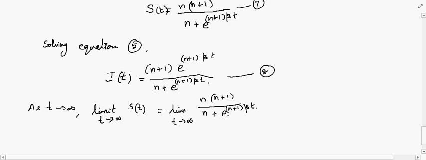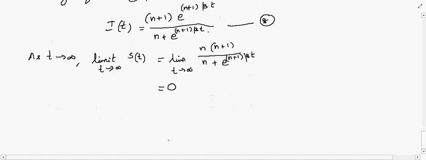this e power t or any multiple of t will also tend to infinity. So here the denominator is infinite, okay, while the numerator is finite. Hence this limit will be 0. Okay. So after a long time, number of susceptibles is 0.